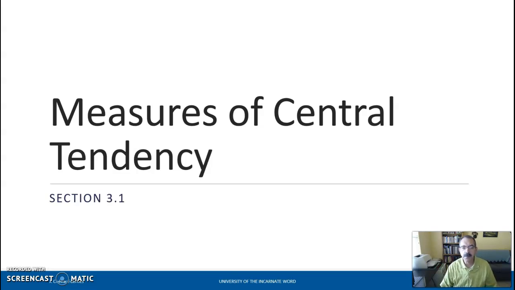This is the second segment of Module 3. In this case, we're going to talk about the measures of central tendency, which corresponds to section 3.1 in the textbook.